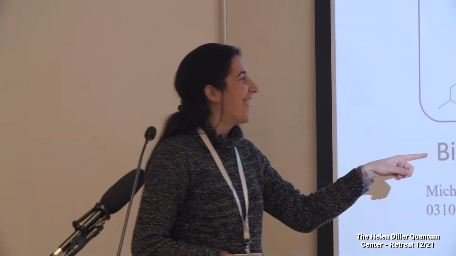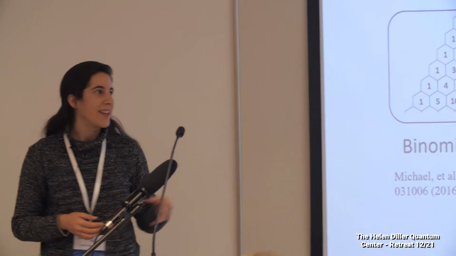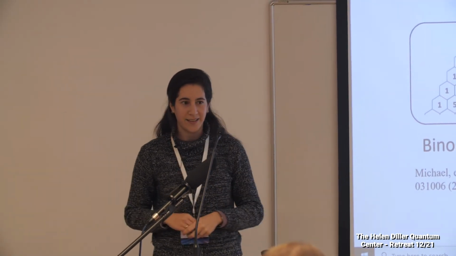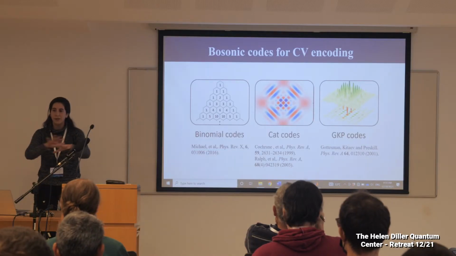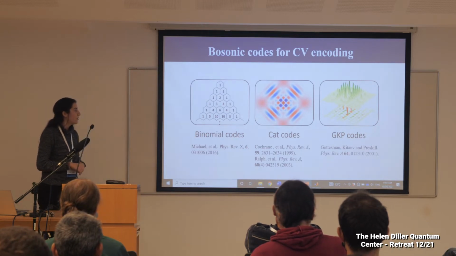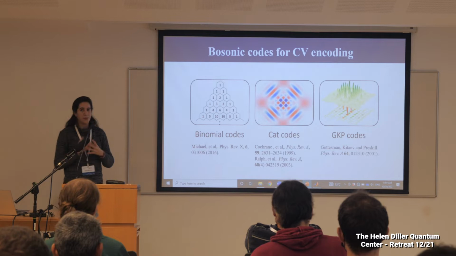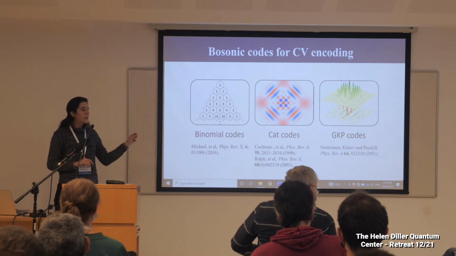Great question. So CAT codes are superpositions, you can see here in the phase space, of two or more coherent states. Here we can see a four-legged CAT state. And GKP states are lattices of coherent states. We can see the Wigner function here. So if you use them, you can create a fault-tolerant quantum computer. And GKP codes are the most promising and the most robust codes today.